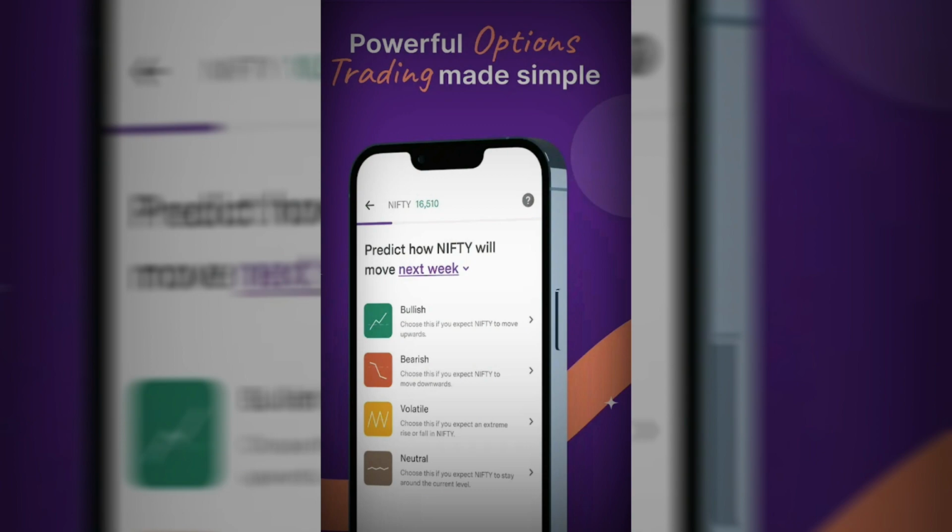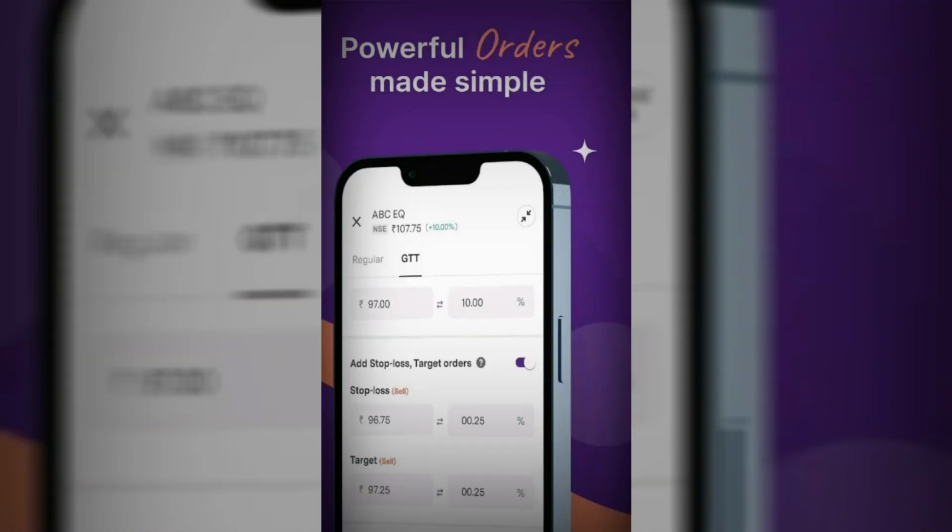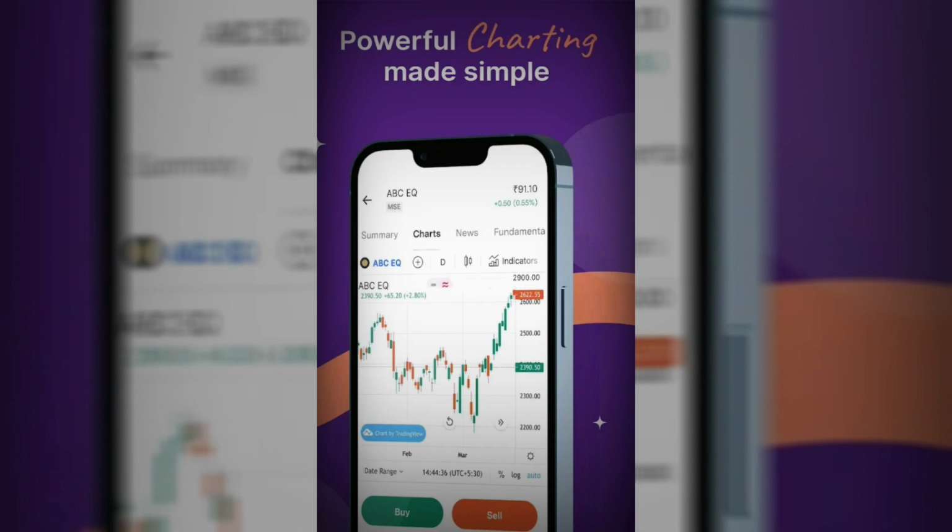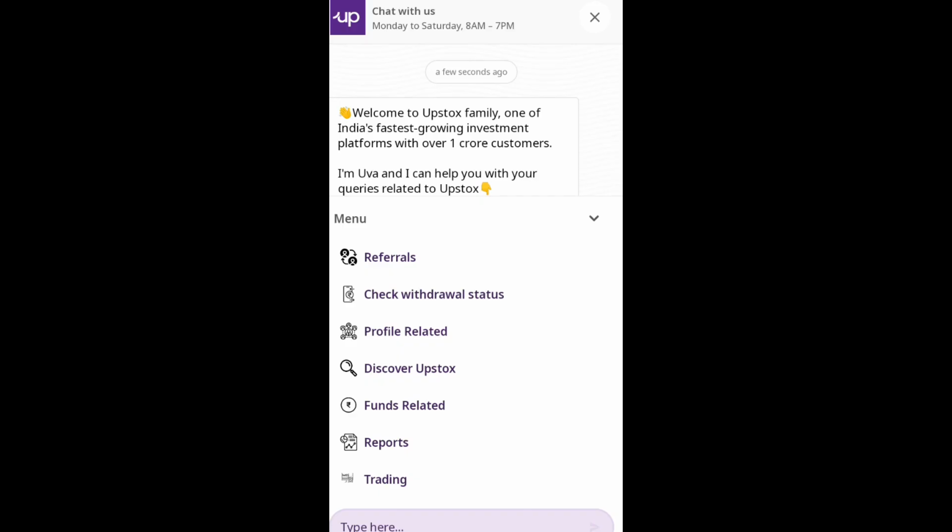You can analyze market trends with advanced charts, indicators, and tools. You can execute trades quickly and efficiently with their integrated order management system. One of the key advantages of Upstox is its low brokerage fee. You'll save money on every transaction you make. Plus, their customer support is top-notch, ready to assist you whenever you need help.